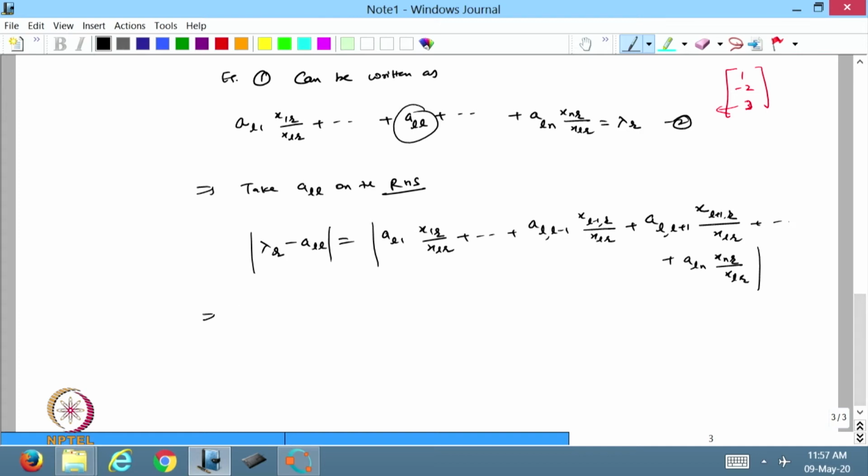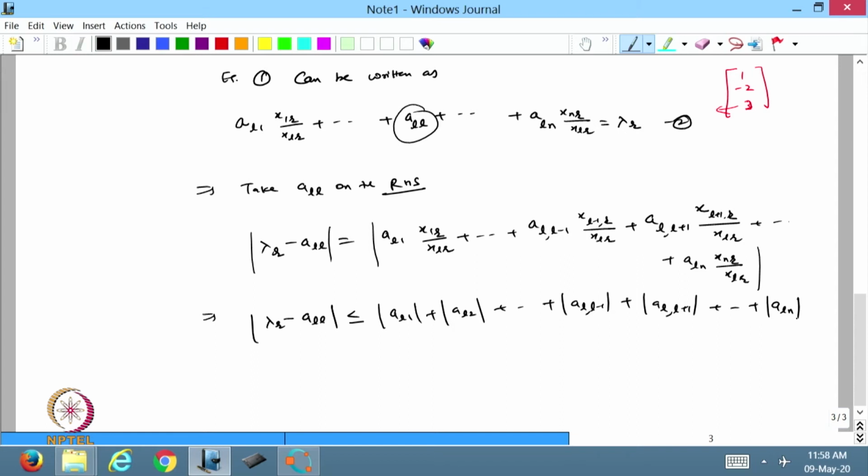and from here this modulus value can be written as: λ_r minus a_ll is less than or equal to a_l1 times this quantity, and this part I know is less than 1, so I can ignore this one. So, from here I can write a_l2 plus ... a_l,l-1 plus a_l,l+1 plus ... a_ln. So, from here I will get this value.